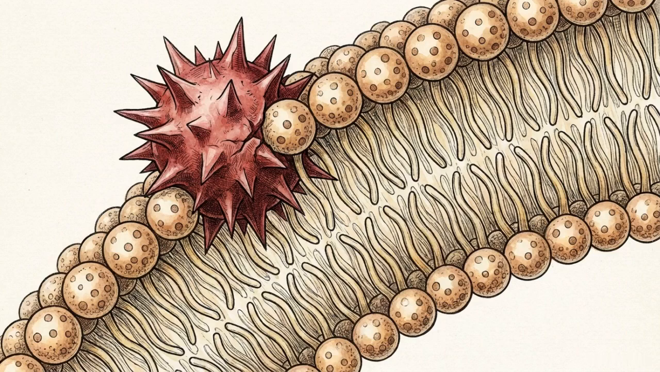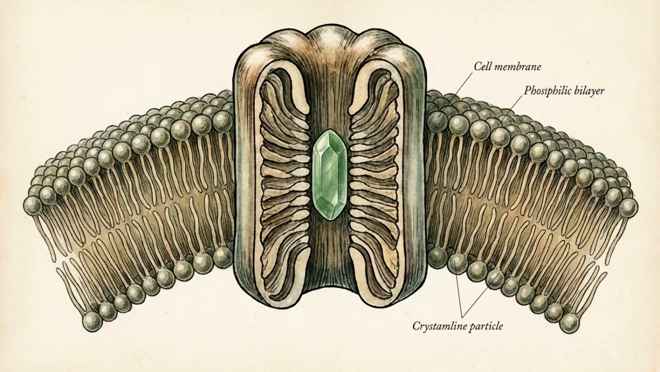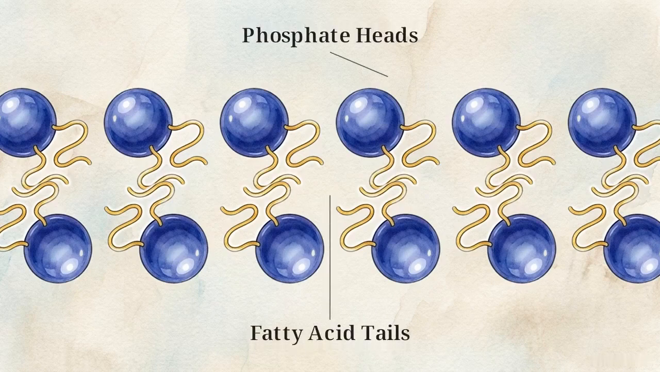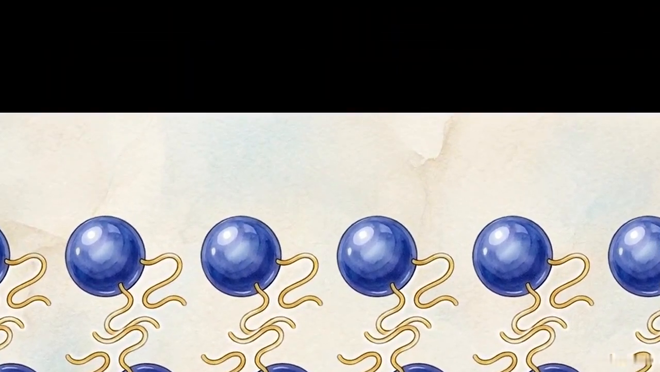The cell needs a barrier that acts like an impenetrable physical wall against external threats, while simultaneously operating as an open doorway for the specific nutrients it needs to survive. This diagram shows the foundation of that border, a structure known as the phospholipid bilayer. It consists of two sheets of molecules stacked back to back, with their circular phosphate heads facing outward and long fatty acid tails buried in the center.